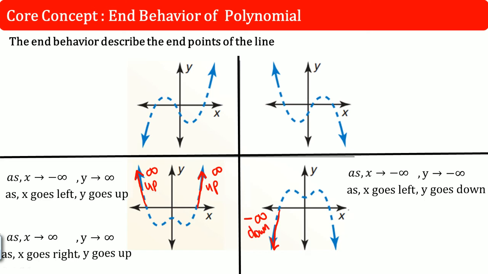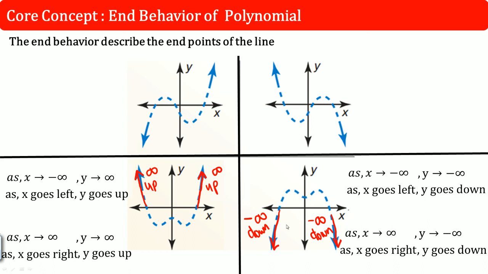What about here? As x goes to positive infinity, that means you're going to the right. What happens to the y? Well, it is sad. It goes to negative infinity. That means it goes down. The left case here shows you that y goes positive on both ends. That's what it means to be the end behavior. Here, you saw that both were pointing down. So here, y approaches negative infinity.